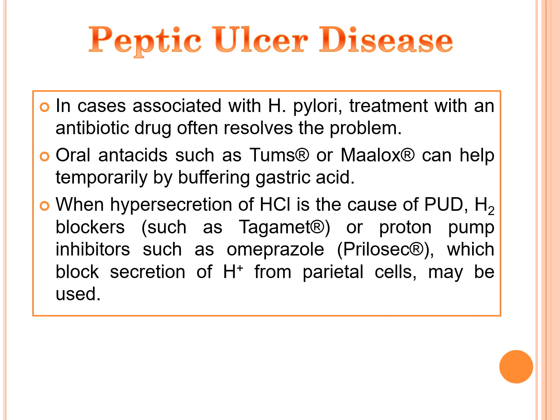Oral antacids such as TUMS or Maalox can help temporarily by buffering gastric acid. When hypersecretion of HCl is the cause of peptic ulcer disease, H2 blockers such as Tagamet or proton pump inhibitors such as omeprazole, which block the secretion of H plus ions from the parietal cells, may also be used.